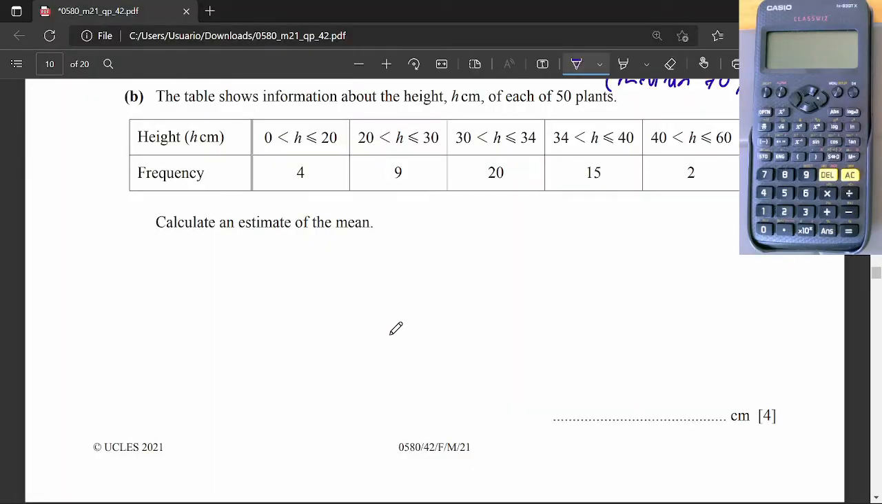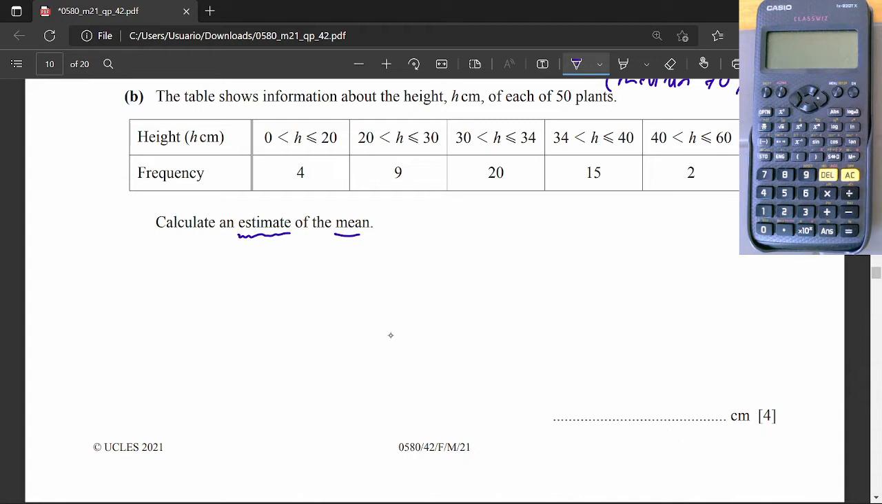Question 7b, it shows us a grouped frequency table, and they want us to calculate the mean. Remember, to calculate the mean, we need to add up all the values and divide them by the number there is. In a grouped frequency table, we have a slight problem. We know there were 4 plants with a height between 0 and 20, but we don't know the exact height of these plants, which means we're not going to work out an exact answer, we're going to work out an estimate.